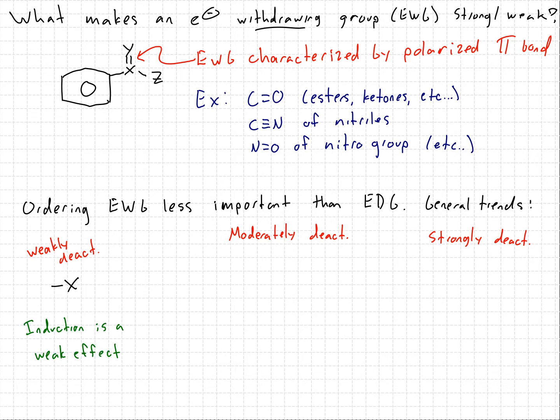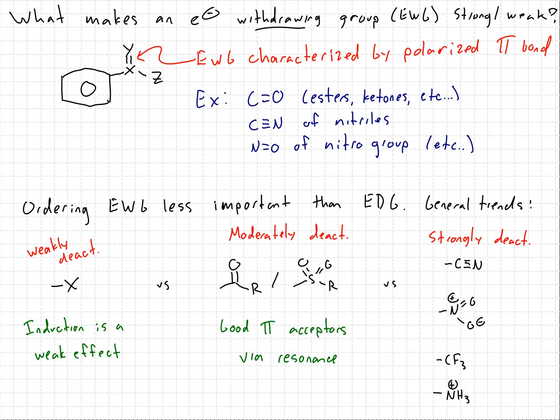Halogens deactivate by induction. That's a fairly weak effect. If we start putting polarized pi bonds adjacent to the ring, that's going to be a little bit more deactivating. So both the carbonyl group and the sulfonic acid are moderately deactivating. These are good pi acceptors, so they can pull electrons out of the ring by resonance.